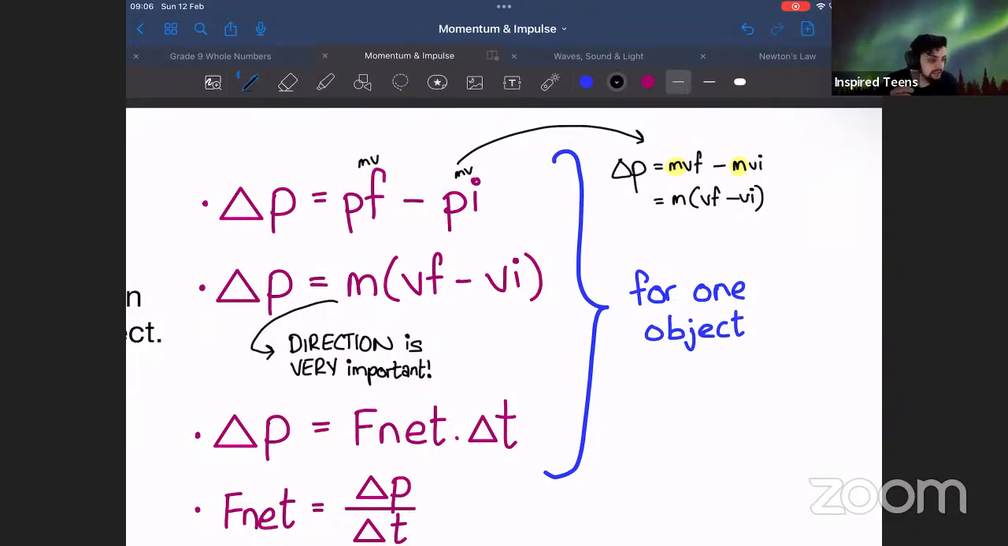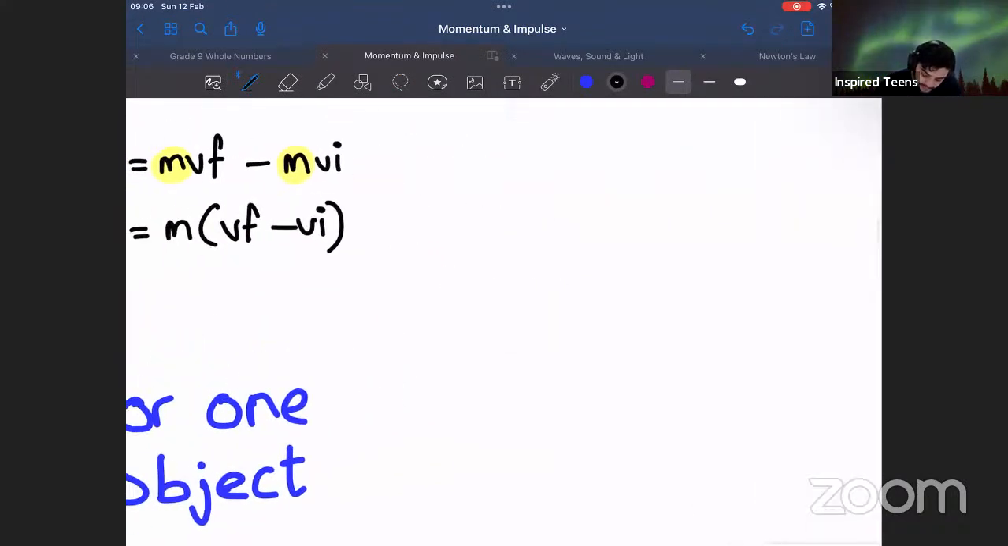In physics, compared to maths, let's talk about maths first. In maths, when we talk about -5 and 5, we can clearly say that 5 is bigger than -5. It's 10 more units bigger than -5. However, in physics, that's not the case.